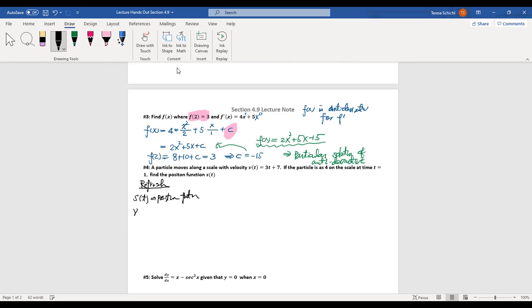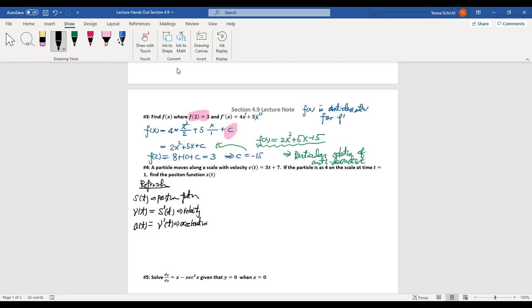If you still remember, let's refresh our memory. In this unit, we said s of t is the position function. So v of t will be the velocity function, which is the derivative of the position function. Then we said the acceleration function is what? It's v, take the derivative, right? So this is acceleration.